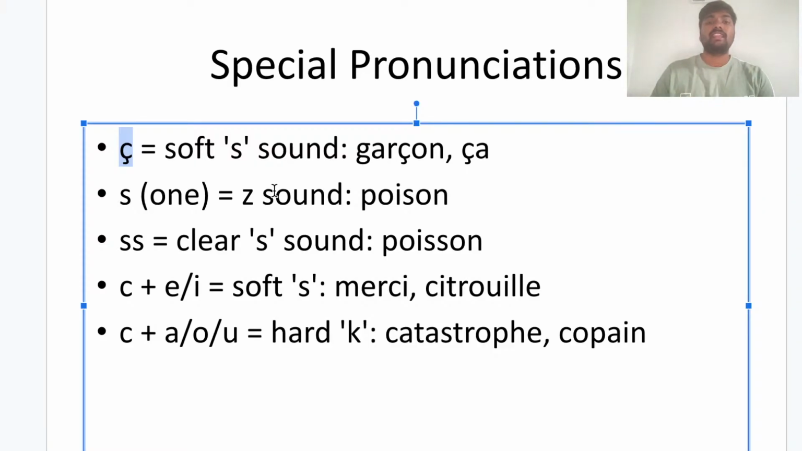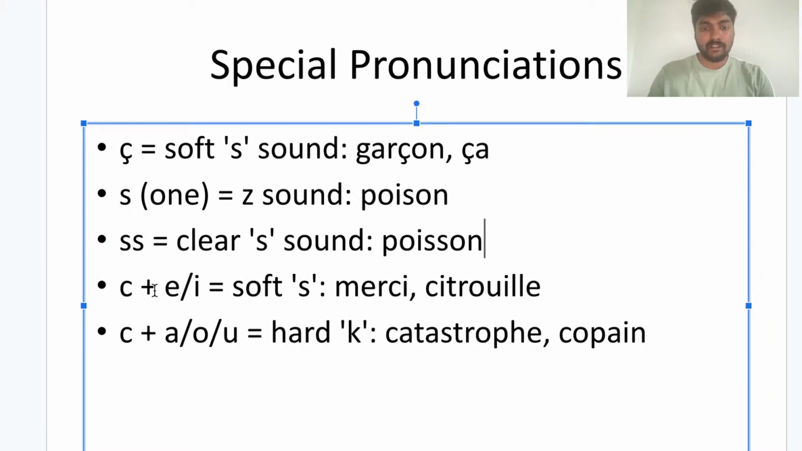It's called garçon. I believe you guys remember, like we said, ça va bien, ça va mal, like that. Ça, garçon. And if there is only one S in the word, it's spelled as Z. It's called poison. If there are two S's, it's called poisson. Here, poison means perfume, and poisson is fish.